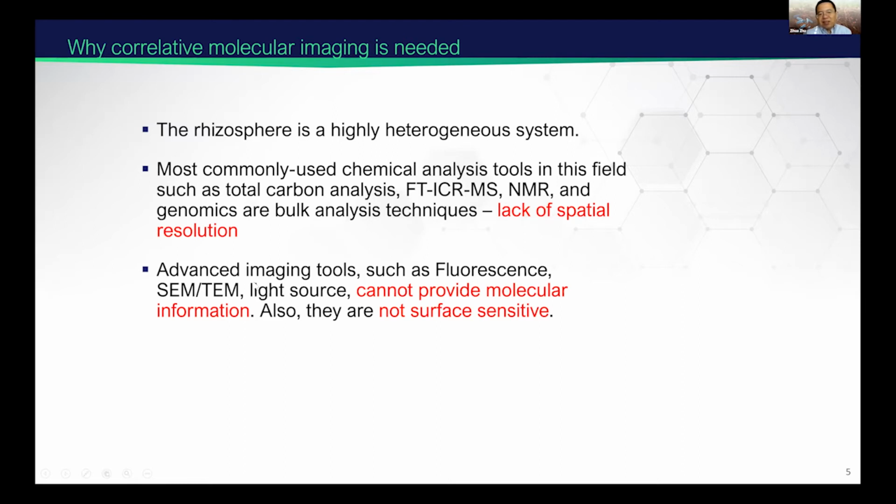On the other hand, advanced imaging tools with good spatial resolution, such as fluorescence microscopy, scanning electron microscopy, transmission electron microscopy, and light sources, can provide very vivid imaging. However, they cannot provide molecular information, and they are mostly not surface sensitive.